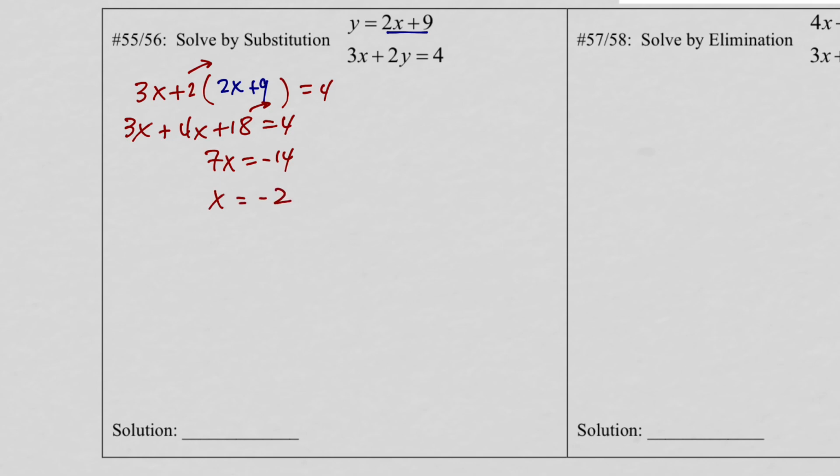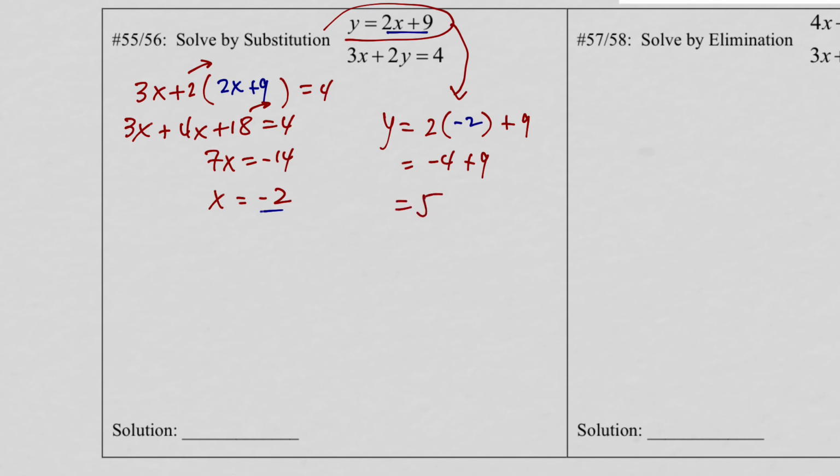Now you can put it anywhere you want, but it's always going to be easiest to solve for y here because it's already been solved. So we'll have y is equal to 2x plus 9. And x is negative 2. We just solved that. So here we'll get negative 4 plus 9, which is 5. So we write the solution as an ordered pair. The x comes first and then the y. And ordered pairs need parentheses. That's it.